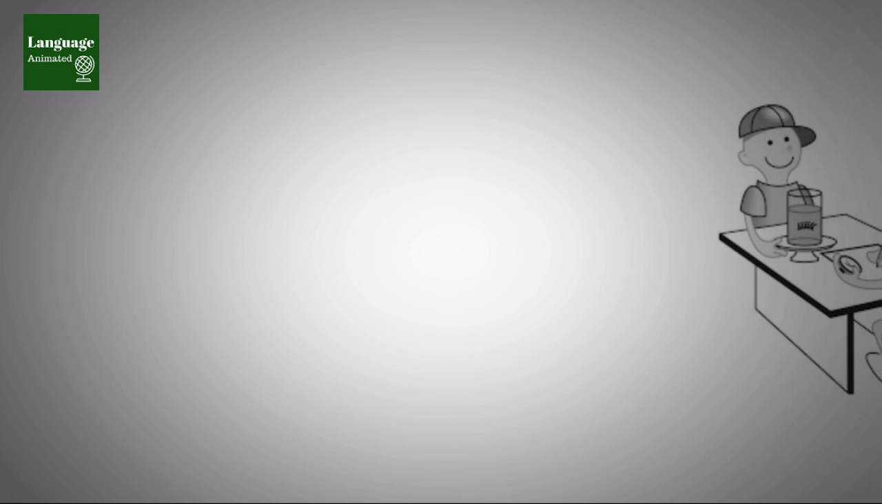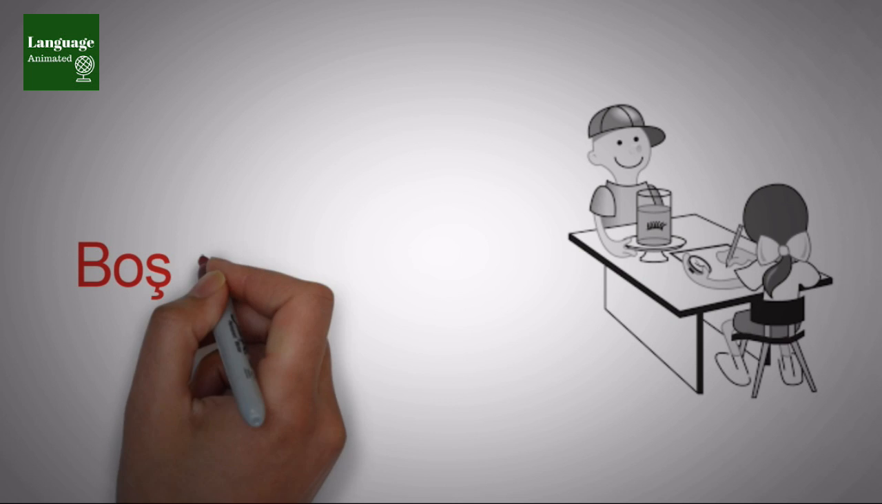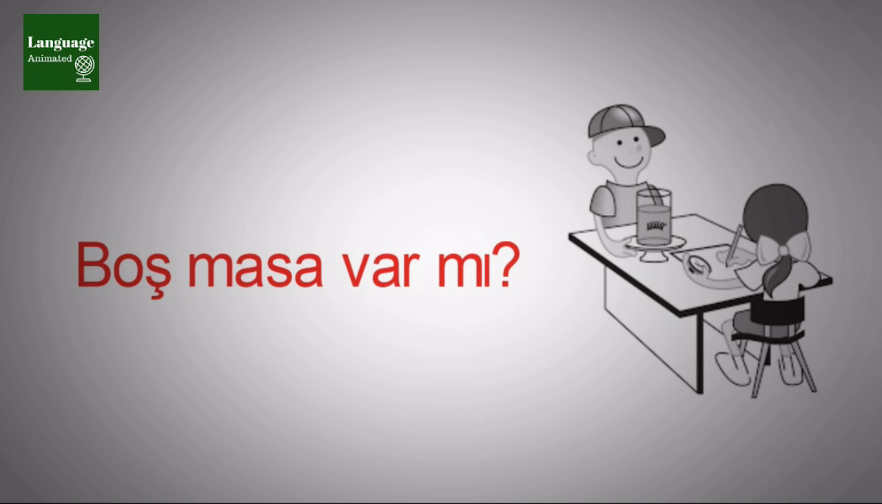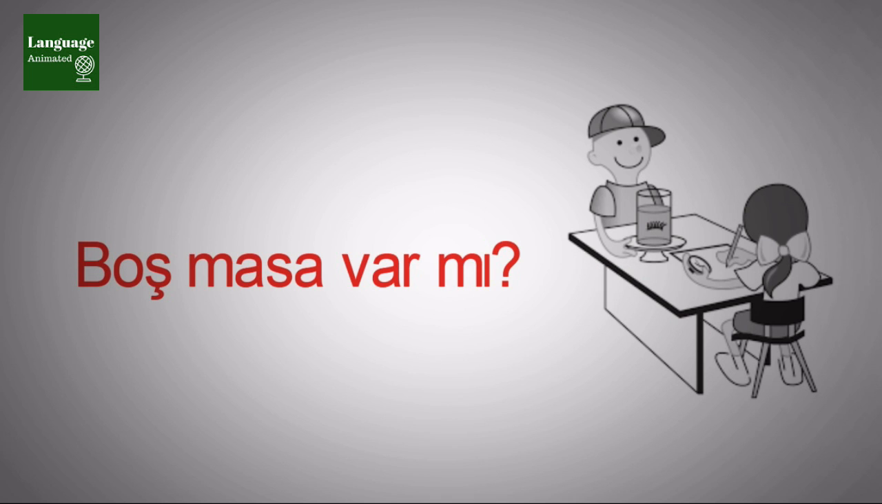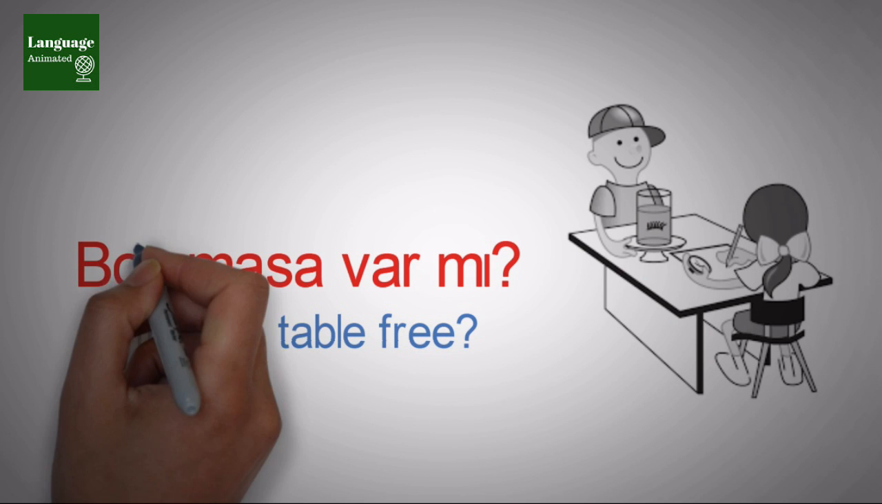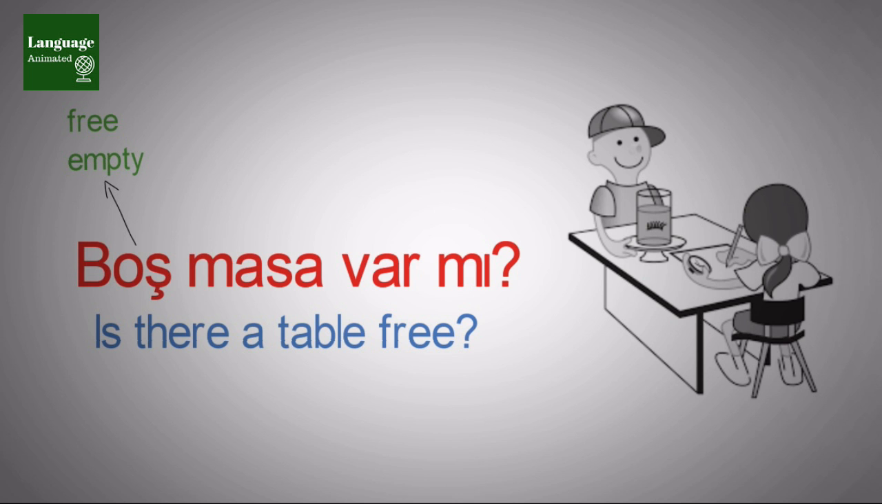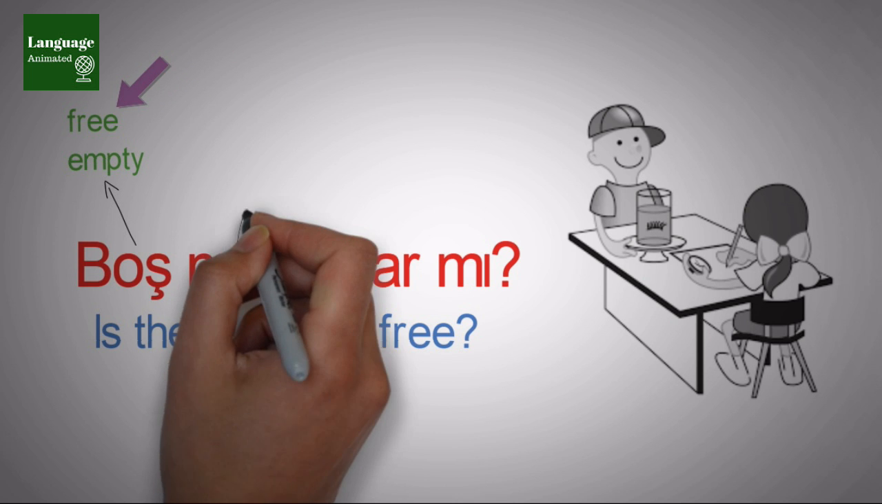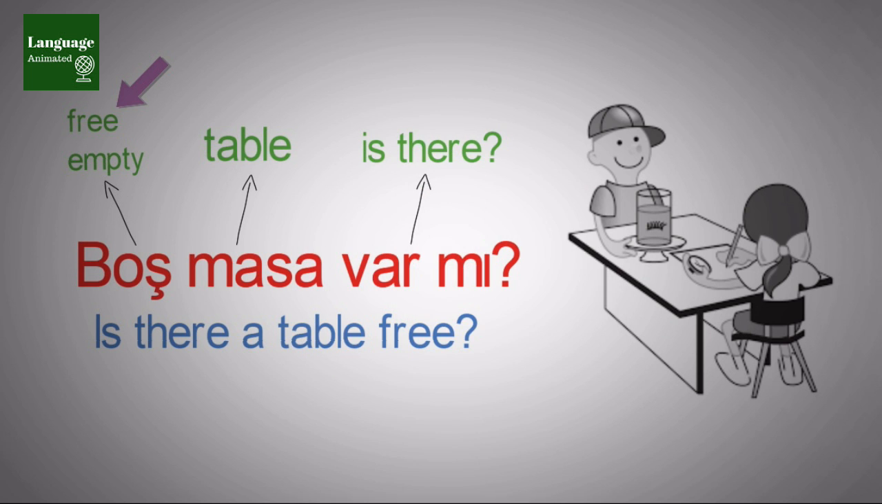Now you can ask for the table, because if the hotel is full, then you have to ask for a free table. So in Turkish you can ask like this. Boş masa var mı? It means is there a table free? So boş means free or empty, but here it's used for free. Masa means table. Var mı means is there?